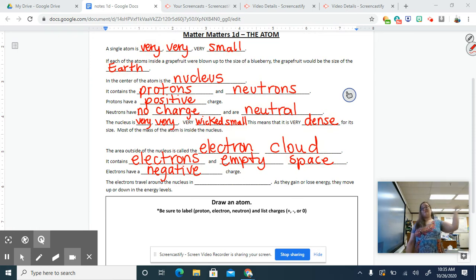Hair flip, right? Got it? Oh, wrong side. Hair flip. So negative, up. Okay. Electrons travel around the nucleus in orbits. As they gain or lose energy, they move up or down in those energy levels, in those orbits.